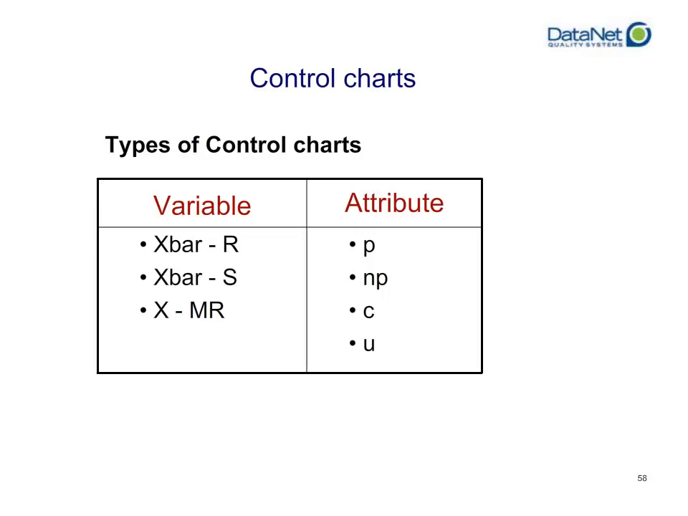But just a quick overview of the most common one, the Xbar and R: the Xbar is the average value of your samples within a subgroup plotted onto the control chart, and the R is the range, that's the largest minus the smallest value within that subgroup plotted onto a control chart.